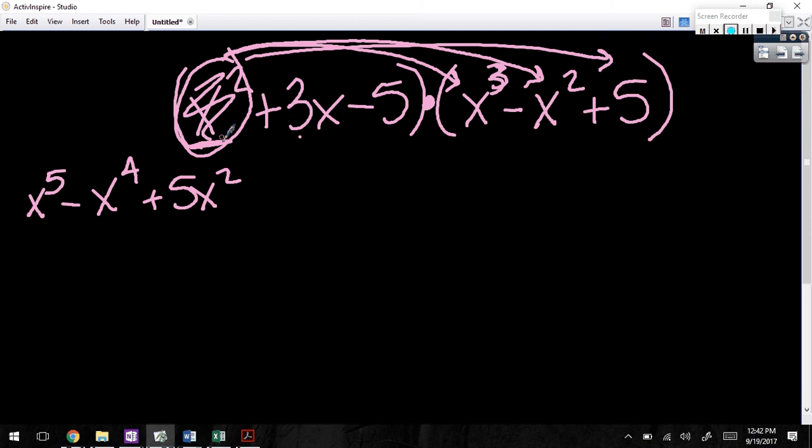Now, if you don't want to do all that, you don't have to. It just helps me keep track of what I'm doing. Now I'm going to distribute the 3x to everything. What is 3x times x to the third? 3x to the 4th. Yes, 3x to the 4th.